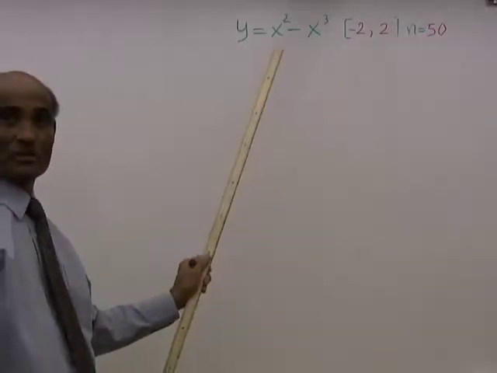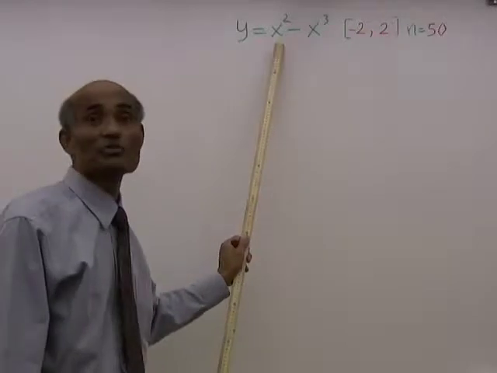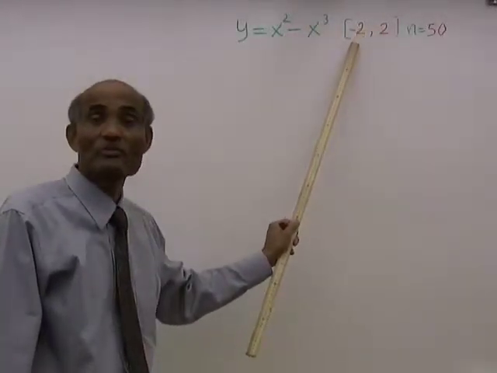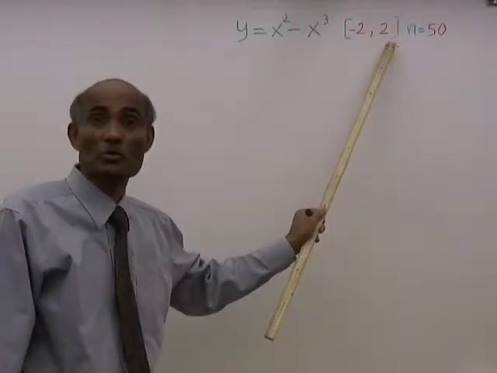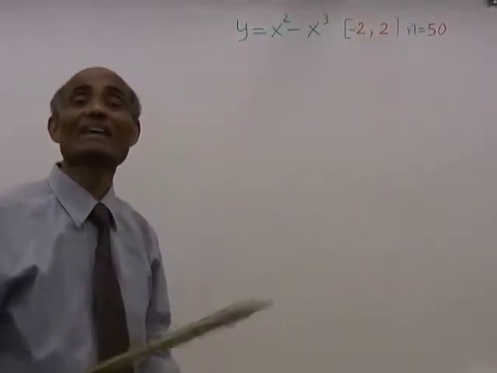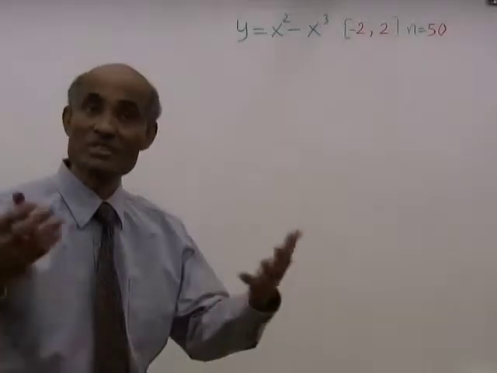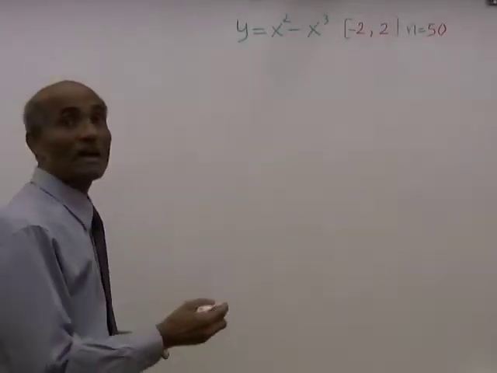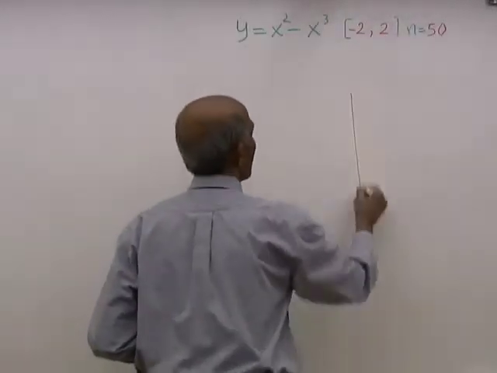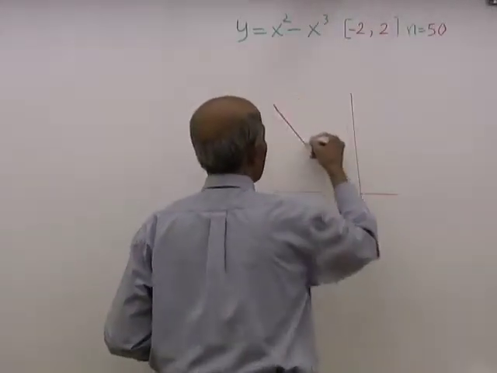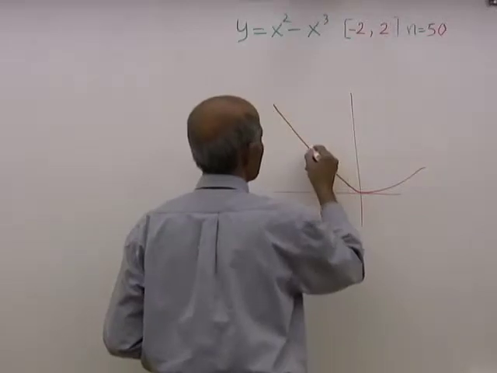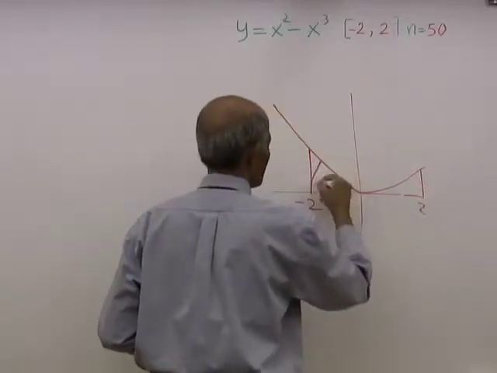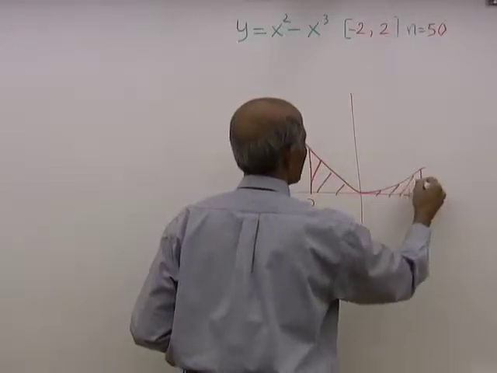Suppose I ask you to find the area enclosed by the graph of this function with the x-axis from x equal to -2 to 2 using n equal to 50. Can you set up this? Well, you know how the graph is going to look. That's not important for us anyway. It will be something like this, from -2 to +2. It is this area that we want.